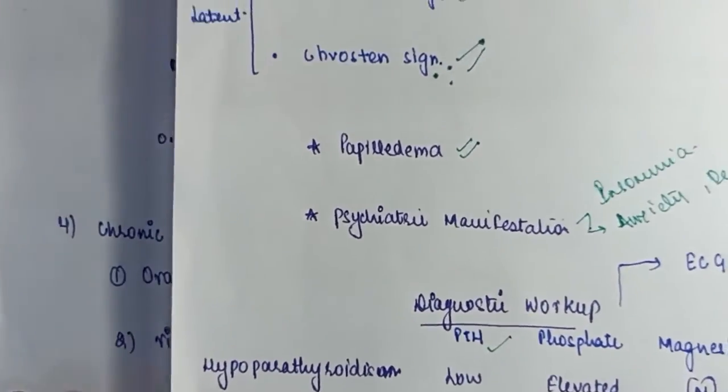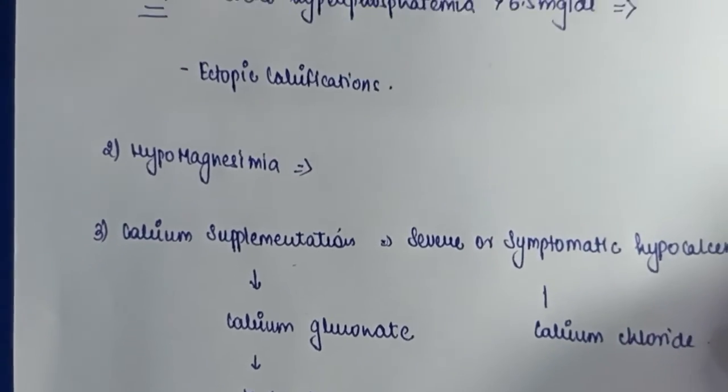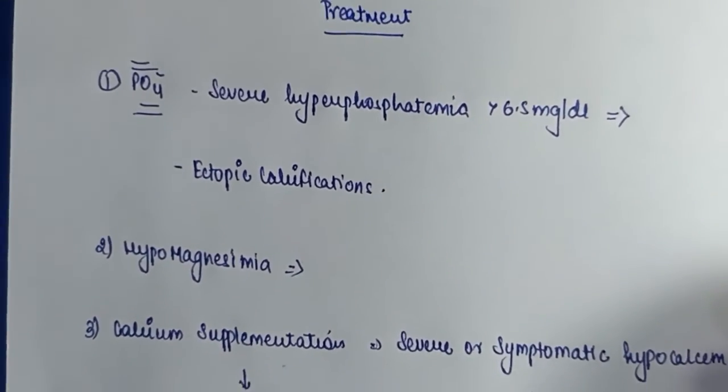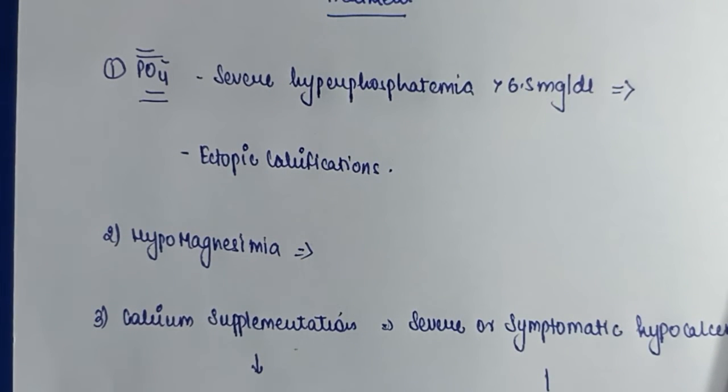Now coming to the treatment part. We have diagnosed hypocalcemia, so how will we treat it? Before treating hypocalcemia, you should always look for certain things that can be a culprit for hypocalcemia. These are the things you should always keep in mind before initiating treatment or giving patients calcium supplements. The first and most important thing is phosphate level.